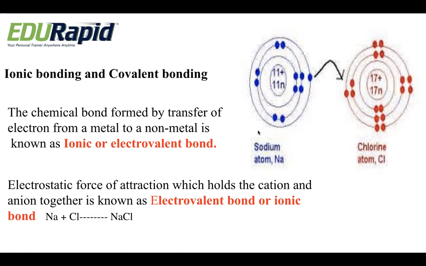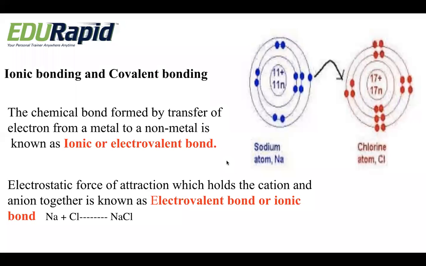It means that an atom which donates an electron is called a cation, and an atom which accepts the electron is called an anion. So there is the presence of charges. Charges are nothing but an electrostatic force of attraction. Such a bond is called an electrovalent bond or an ionic bond. Now we will study this in detail by taking an example, that is sodium chloride.